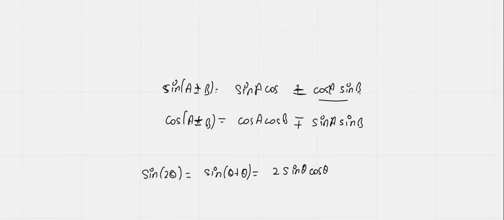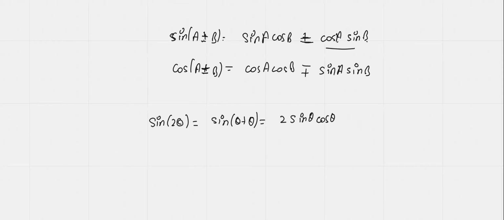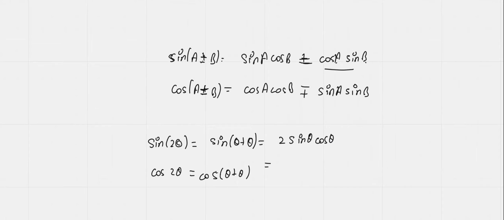It should be positive. Then we have cos of 2 theta. Cos 2 theta again can be written as cos of theta plus theta. If you put the value, I have cos square theta, it will become minus sin square theta. What am I going to get as the final answer?